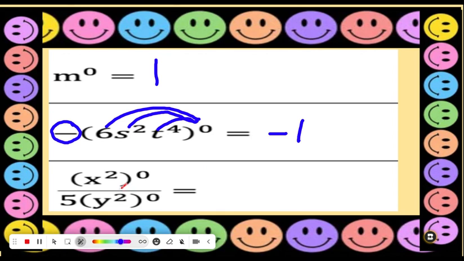Okay, the third one. So when we simplify, x squared to the 0 power, 2 times 0 is 0, so that's a 1. Here we have 5, so I'm just going to write the 5 down. And then we have y squared to the 0 power, 2 times 0 is 0, so that would equal 1. So 5 times 1 is 5. So 1/5 would be your answer.